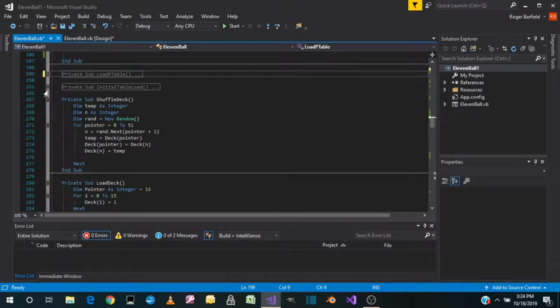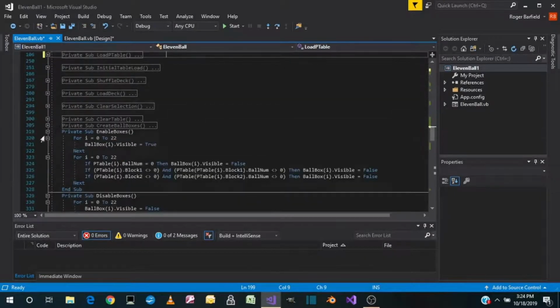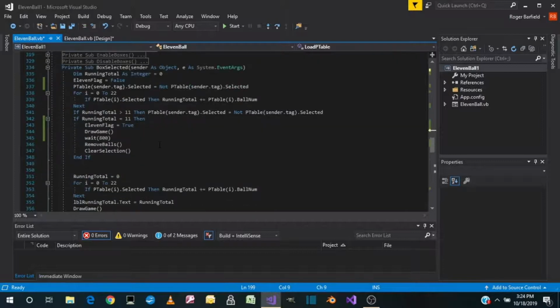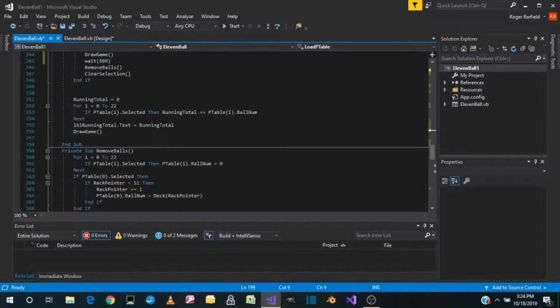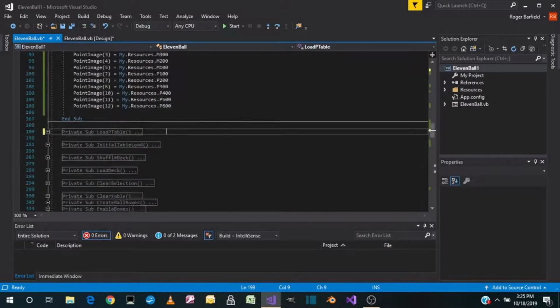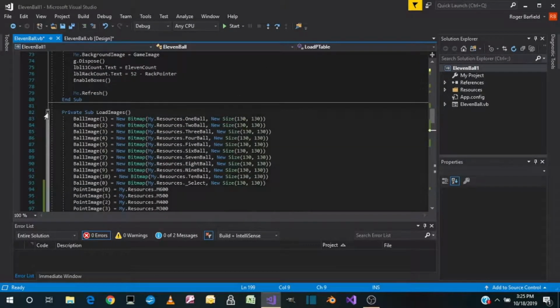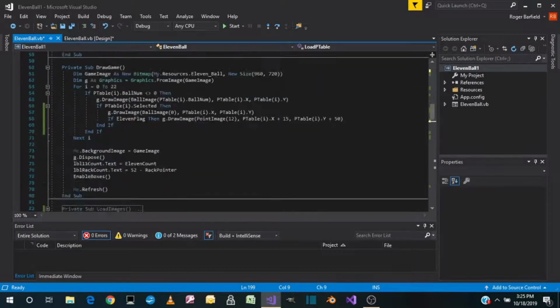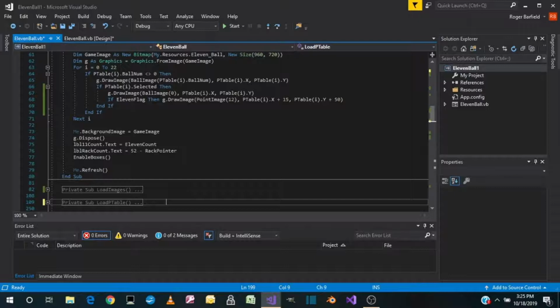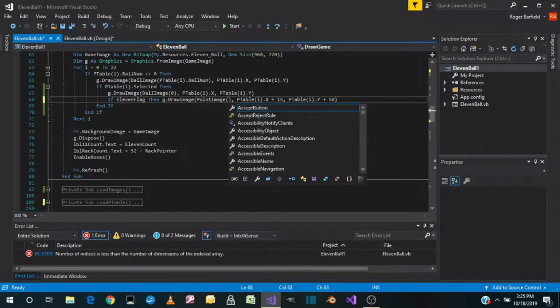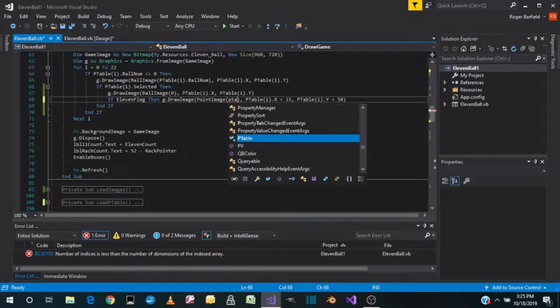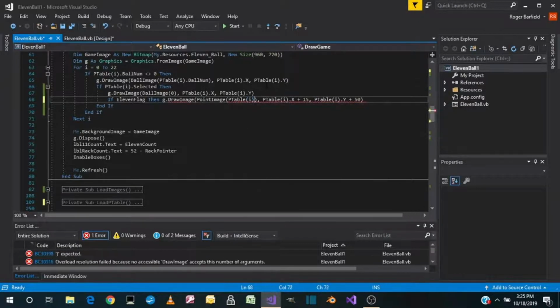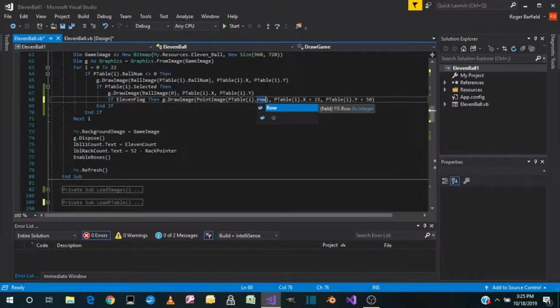Let's close some of these up. Okay, we'll leave this one open. So let's go back up to drawing the ball. Let's close this one up too. Okay, when we draw the balls, it flags there. Now we need, instead of just printing this image, we need the row value. So instead of number 12 preset, we need p table I dot row, and that gives us which image we need to print.